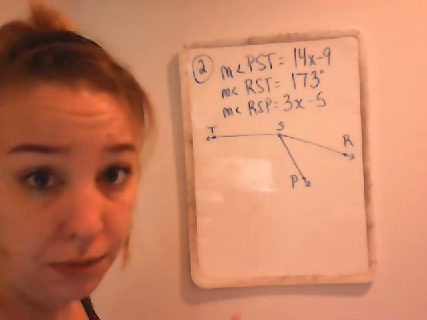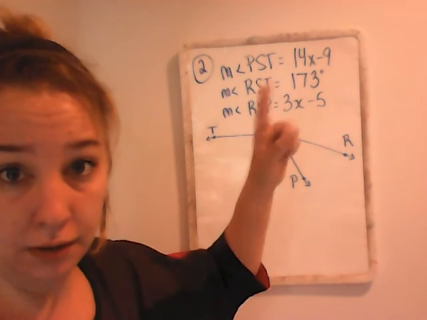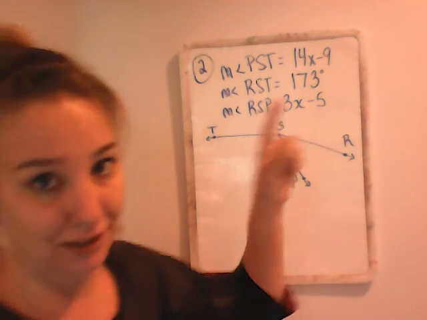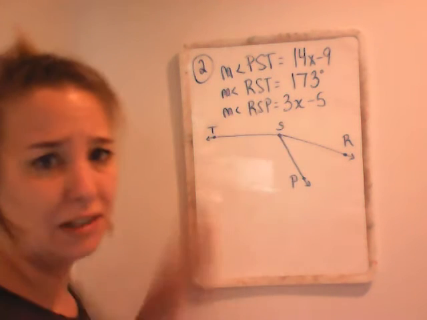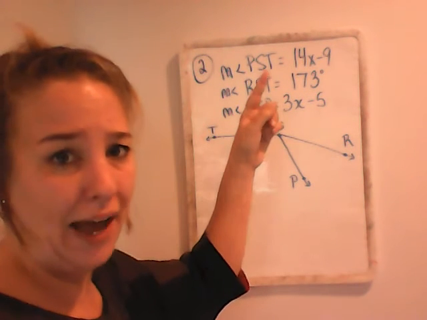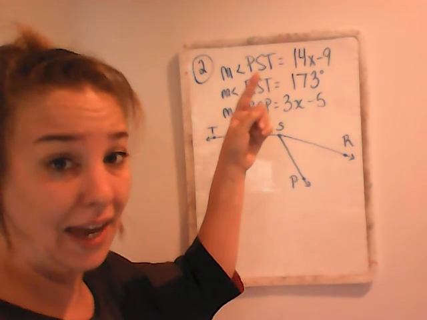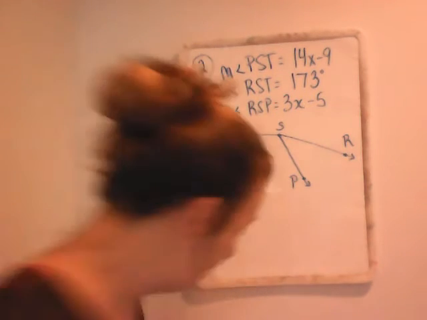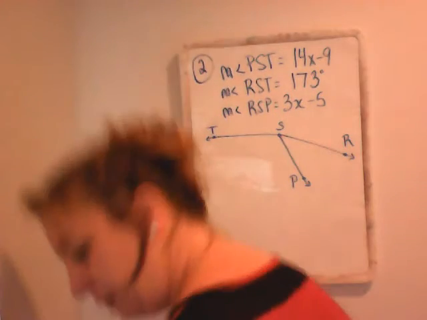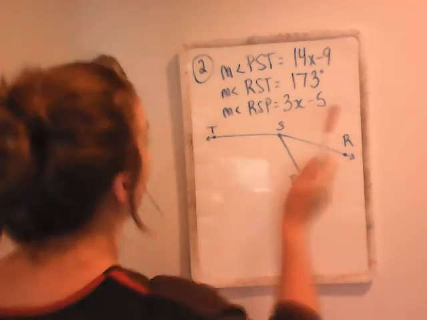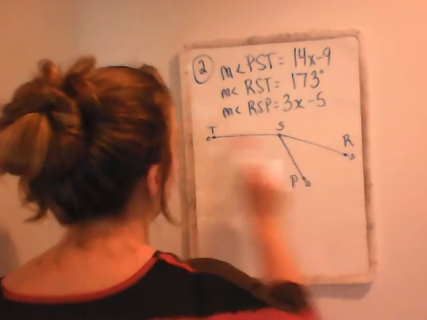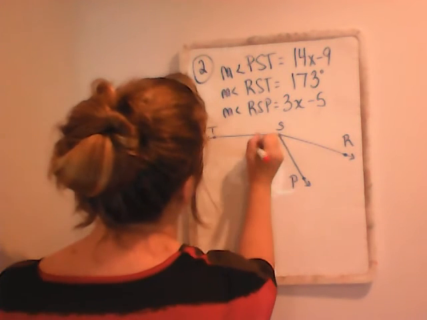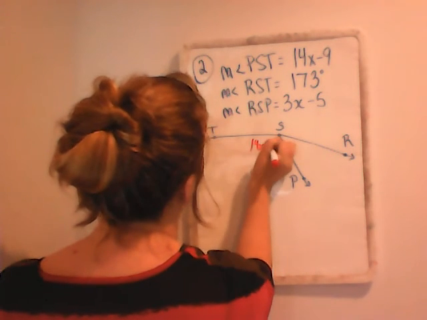What we need to do is remember, this says measure of angle PST is 14x minus 9. So let's take a look at what that means. PST, remember, the middle letter is the vertex of your angle, so where the angles come together. So if PST, this angle here is equal to 14x minus 9.